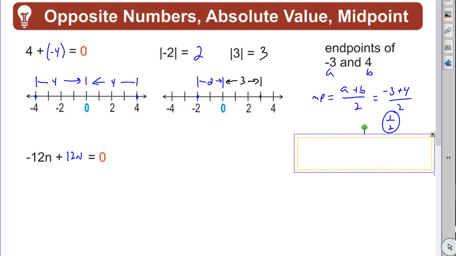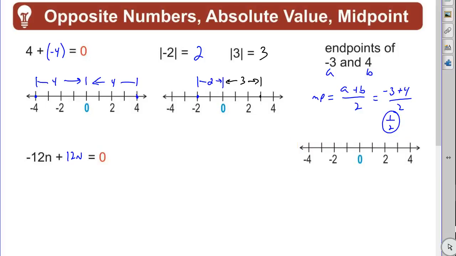What's the value of the coordinate of the midpoint? 1/2. And I can show you that on the number line, right? So here's our -3, and here's our 4. And according to what we just did, the coordinate that is 1/2, which is right there, should be the halfway point. And sure enough, so 1, 2, 3.5 that way, 1, 2, 3.5 that way, and sure enough, that one's in the middle. So A plus B divided by 2. Okay, opposite numbers, absolute value, and midpoint.